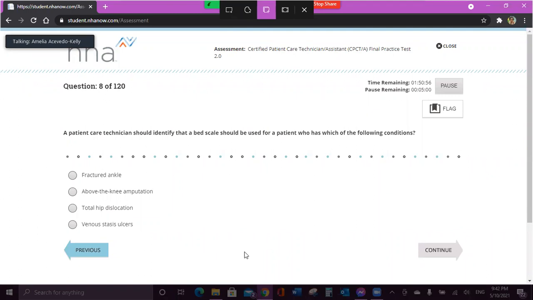A patient care technician should identify that a bed scale should be used for a patient who has which of the following conditions: fractured ankle, above the knee amputation, total hip dislocation, menopause, stasis ulcer.